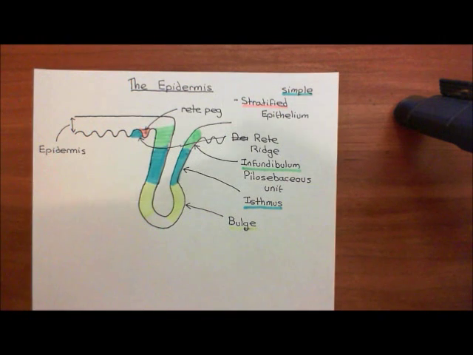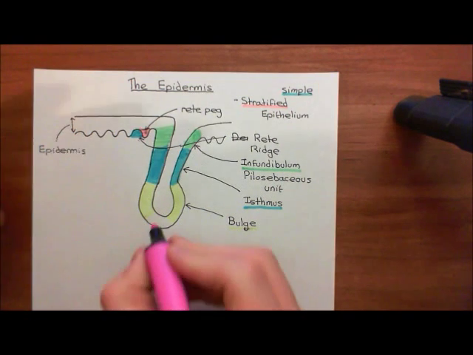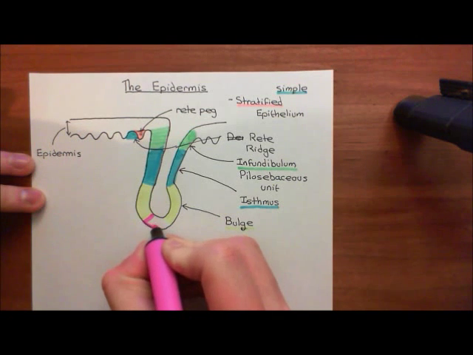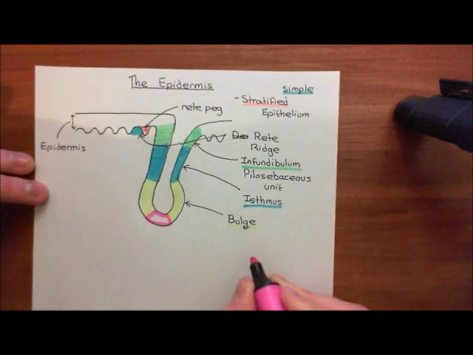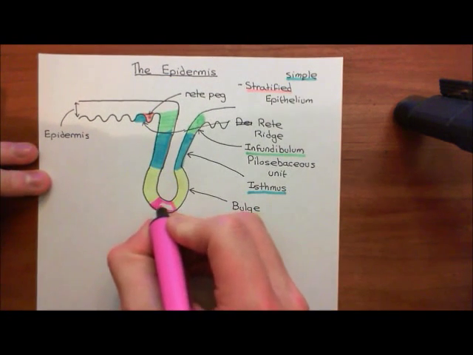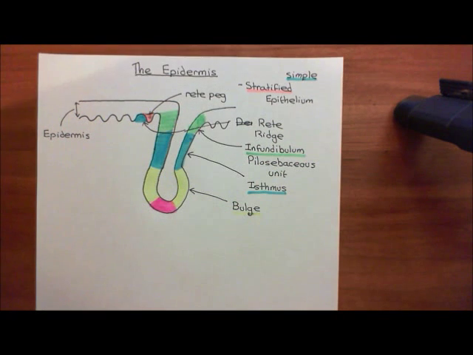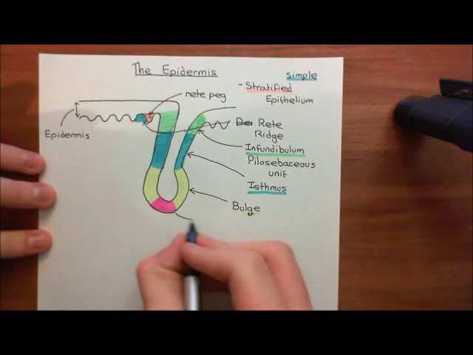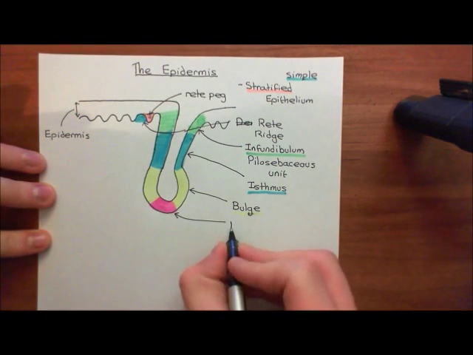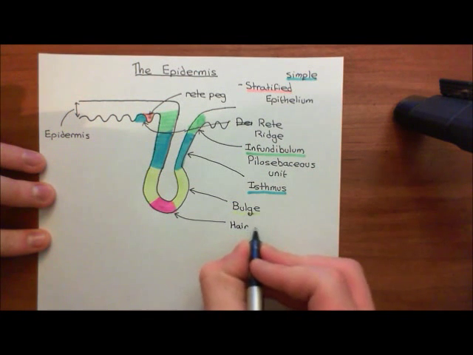Finally, the portion right at the base of the pilosebaceous unit, which I'm now colouring in vivid purple here, is known as the hair germ. This is the portion that's actually going to produce the hair. So this is the hair germ.